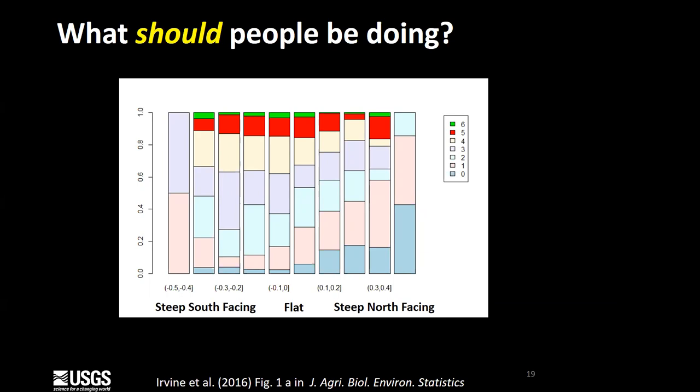Another thing that pops out is that the blues, which is the 0 cover class, seem to be increasing as we move into steep north-facing slopes. Whereas this is cheatgrass, in the flatter areas we have those higher cover classes, the reds and the greens. And so it is good for visualizing ordinal data and reflects the fact that we have these proportions or cover classes.